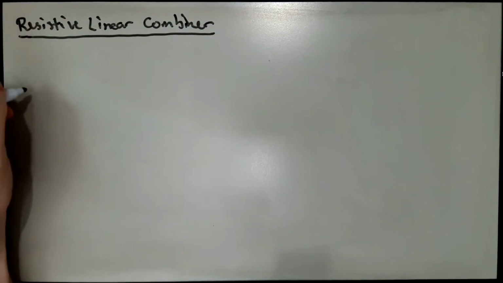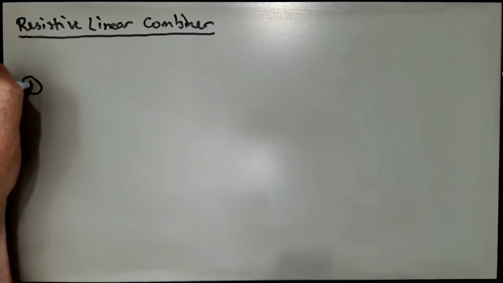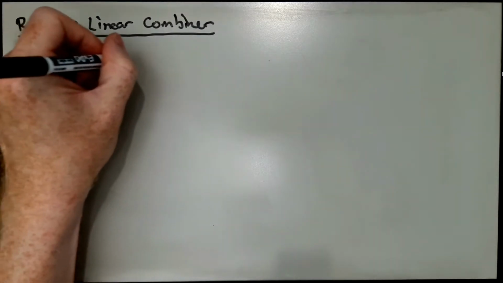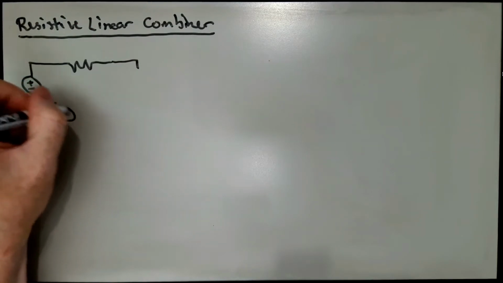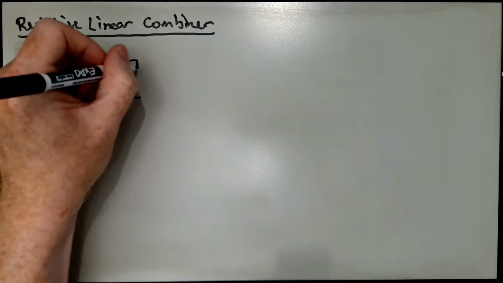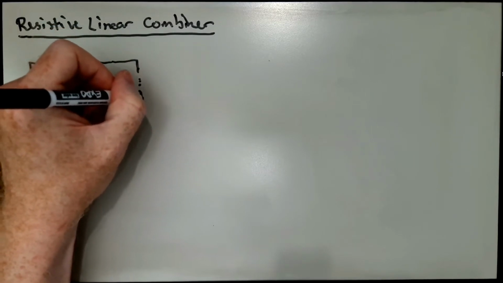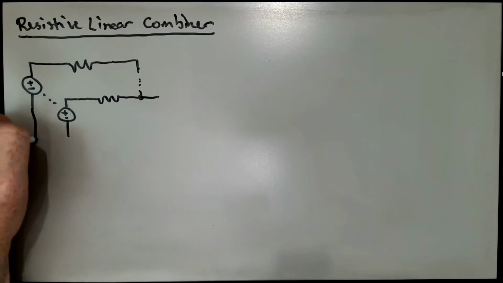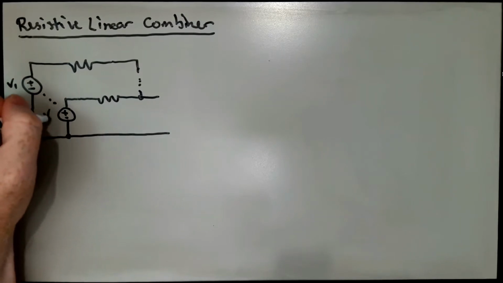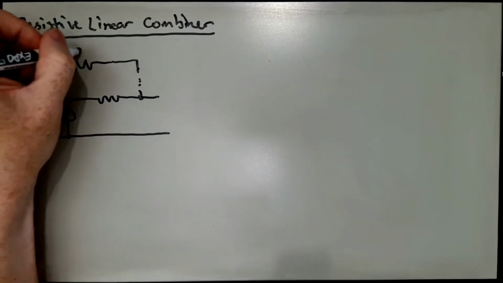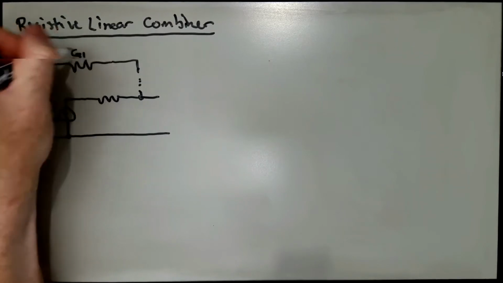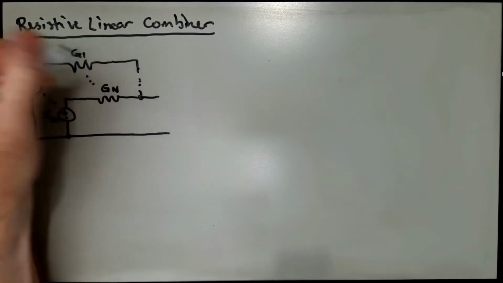Okay, in this situation we're going to have n input voltages that couple into a common node through some resistors. So we have something like this, where we have V1 down to V sub n. And we've got some resistors. Actually, we're going to use conductances for this one because it makes our life a little easier here. So we have G1 down to G sub n.